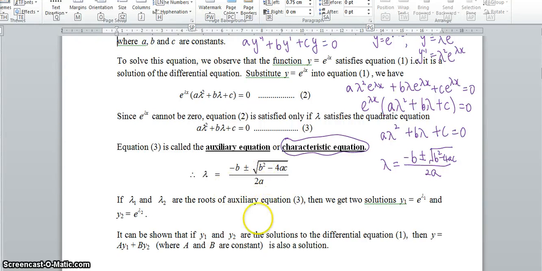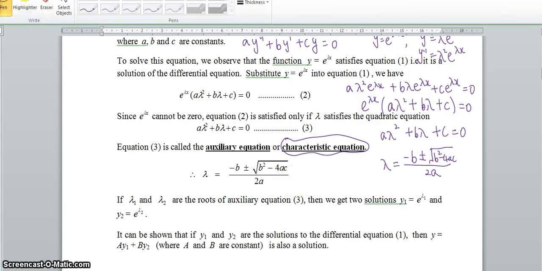So I can say that lambda 1 is negative b plus root b squared minus 4ac divided by 2a, and lambda 2 is negative b minus root b squared minus 4ac over 2a. And we have found two solutions for this homogeneous second order differential equation, in fact.